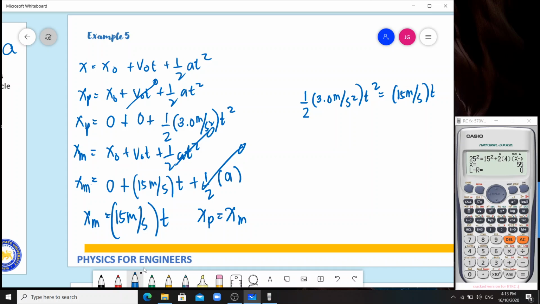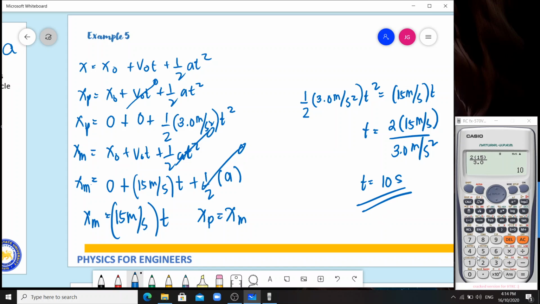So, baba natin yung isang T. This is T. So, magiging 2 times 15 meters per second over 3.0 meters per second squared. So, that is 2 times 15 over 3.0. So, that is 10 seconds. T is equals to 10 seconds. So, that's it. Yan na yun.